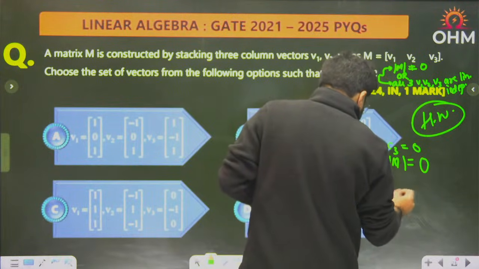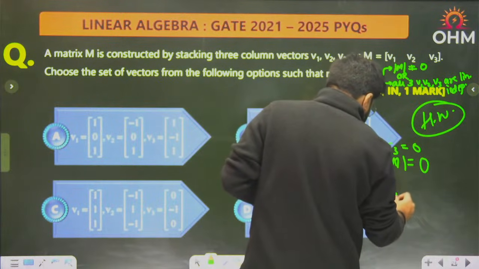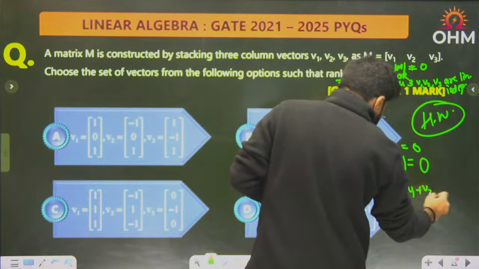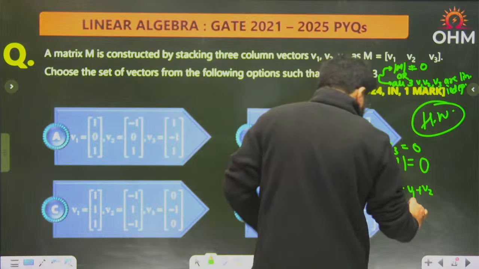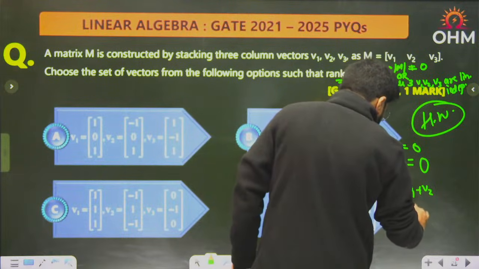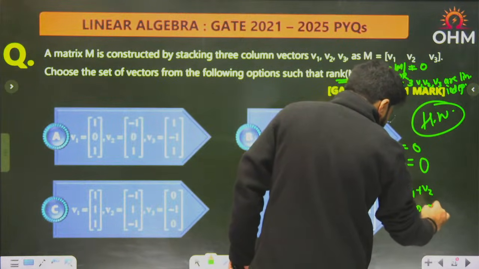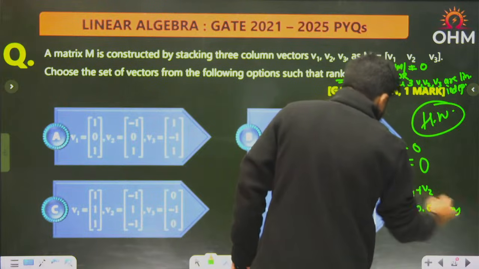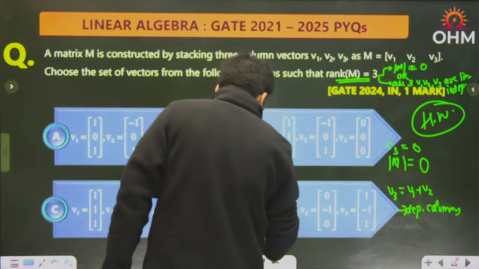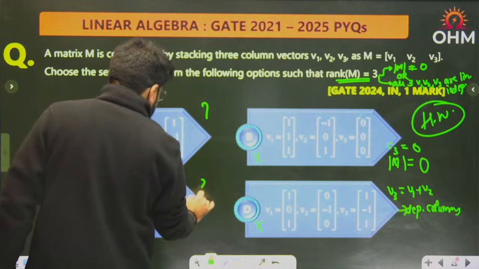So here column number 3, or V3, equals V1 plus V2. Dependency is there. I told you dependent columns should not be there. So here there are dependent columns, not allowed. So B cannot be the answer, D cannot be the answer. Choose from A or C. This much hint I have given to you.